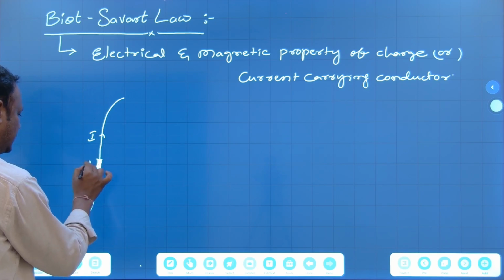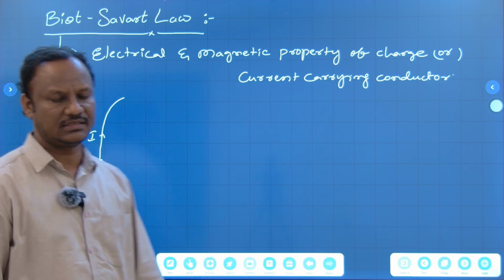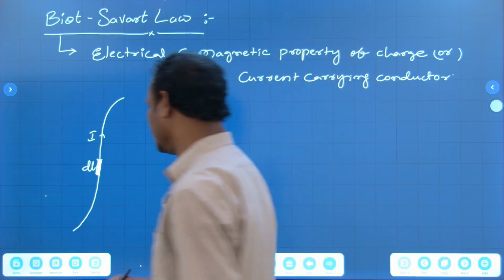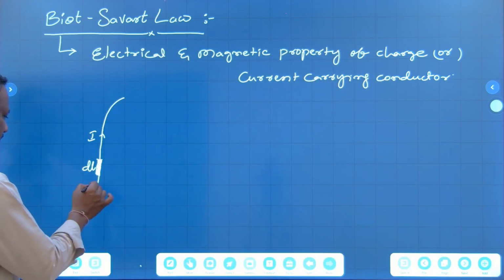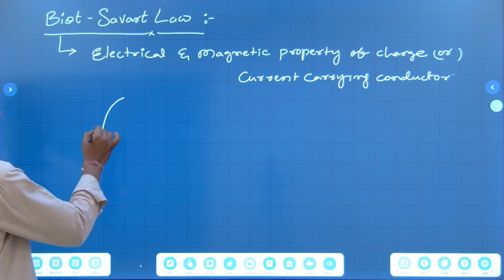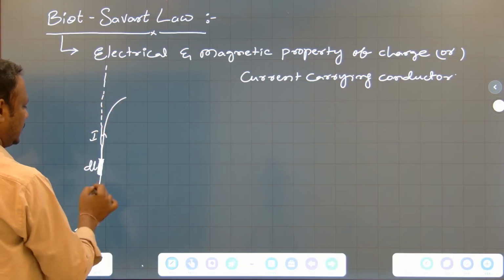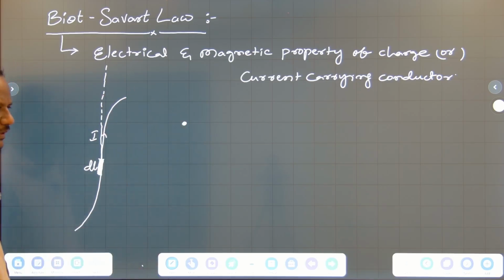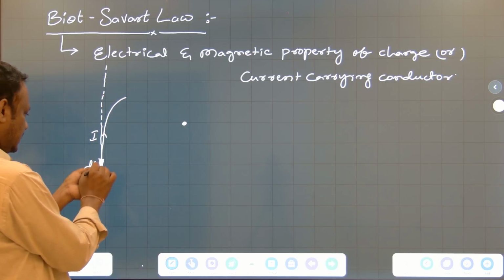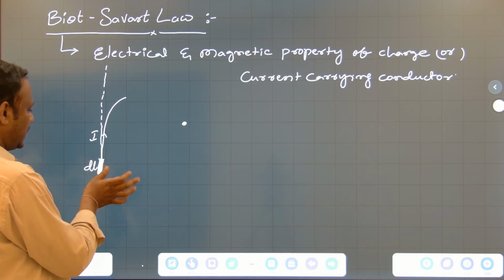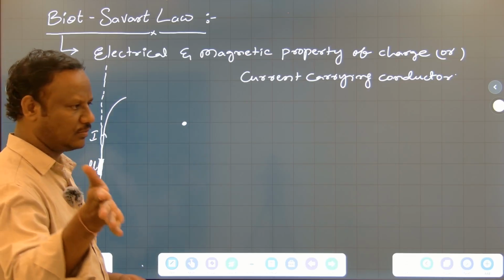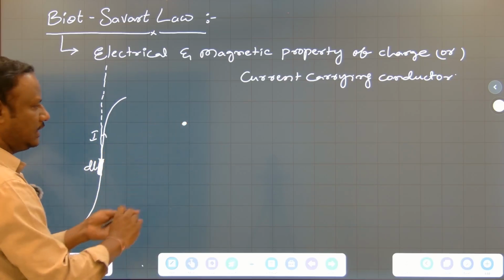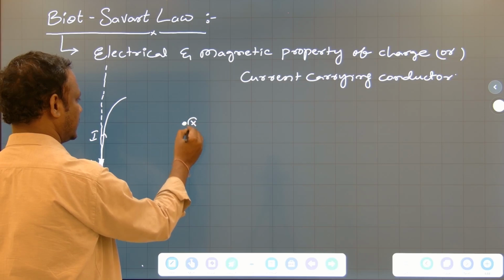The length element is dl. dl is a length element, and the dl direction is the direction of current. If you want to find the field at this point, let it be this. The magnetic field direction is given by the right hand thumb rule: the thumb is in the direction of current, and the fingers are into the plane, so I can write it as a cross.